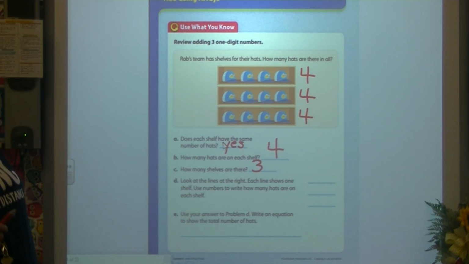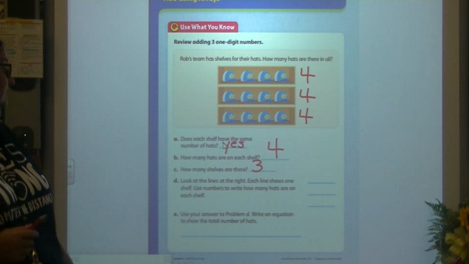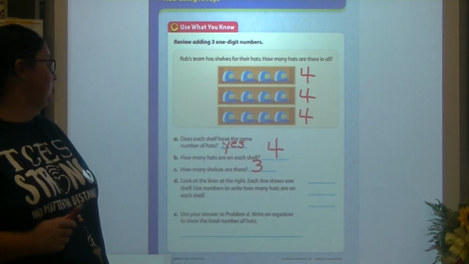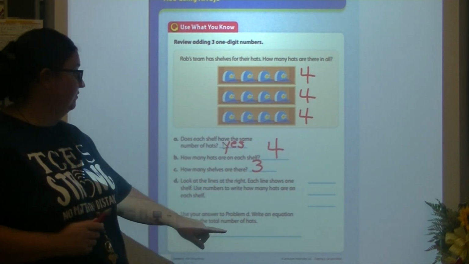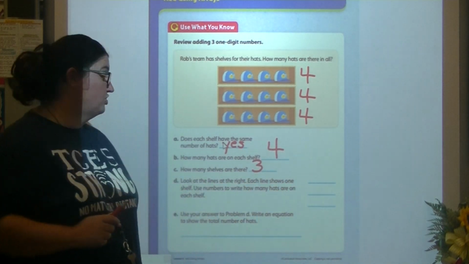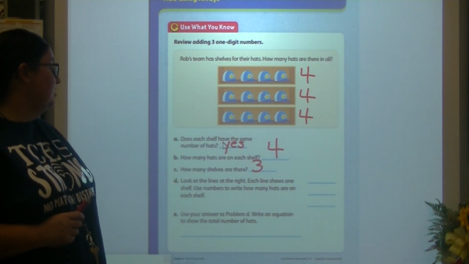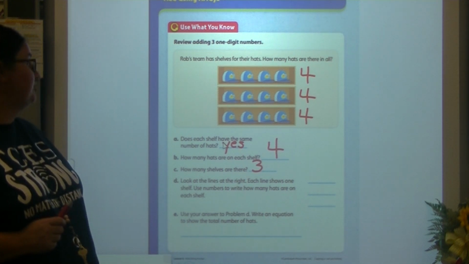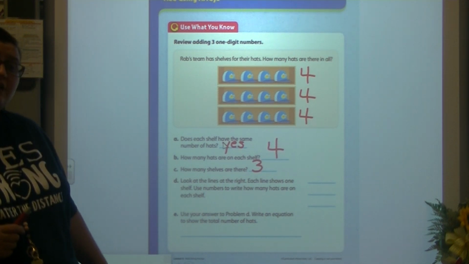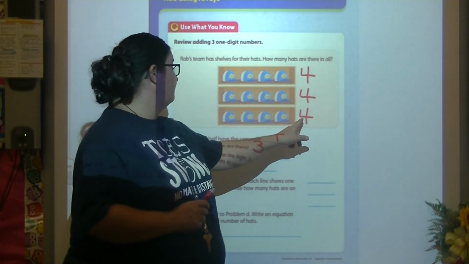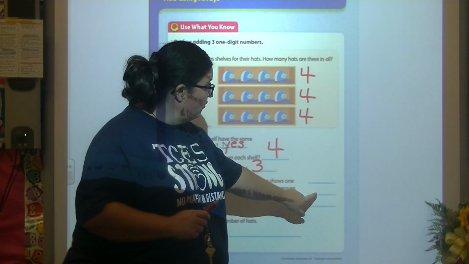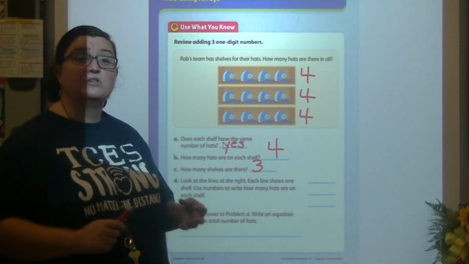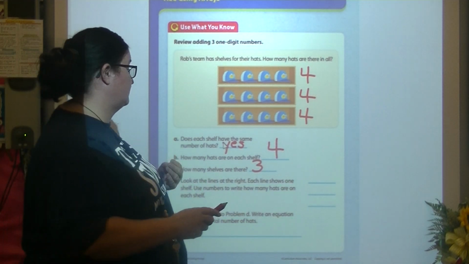D says, look at the lines at the right. Each line shows 1 shelf. 1, 2, 3 shelves. Use numbers to write how many hats are on each shelf. So boys and girls, how many hats are on each shelf? 4. So let's put a 4 on each of those lines to represent 4 hats on each shelf.